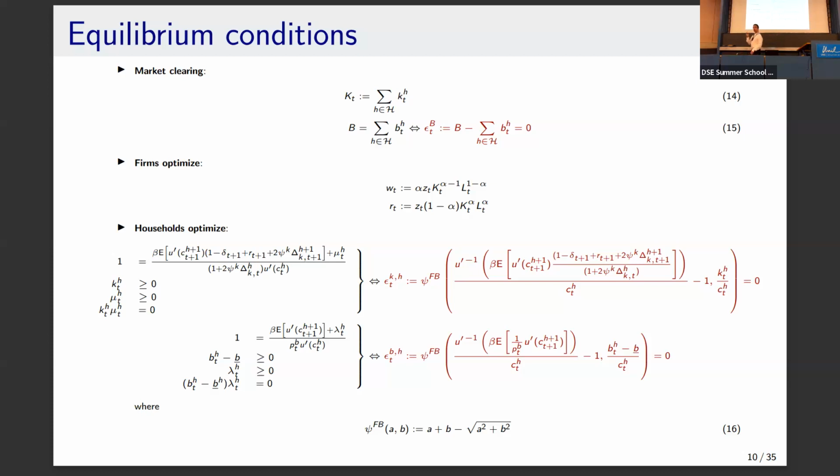So remember, we have 32 generations, but the last one is dead tomorrow. So 31 of those generations have to choose how much capital to save for the next period and how much bond to save for the next period. And because there are borrowing constraints, the way they do this will be characterized by a set of Karush-Kuhn-Tucker conditions. So we have 31 for capital, we have 31 for bonds, and these are now inequality constraints. So this doesn't directly fit.